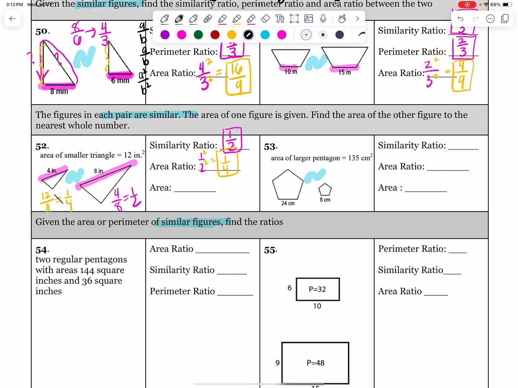So you could either cross multiply this or just multiply 12 by 4. The area, when you do that, is going to be 48 inches squared. The area of the smaller was 12 inches squared. The area of the larger figure is going to be 48 inches squared. Okay, let's do that again.